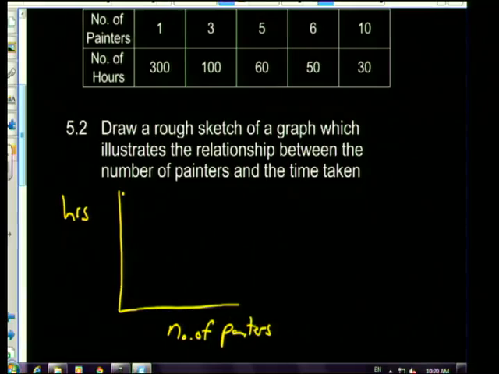Cool. So one little painter needs so many hours. 3 painters need 100 hours, okay? 5 painters need 60 hours. 10 painters over here need 30. Look what happens to my graph, folks.